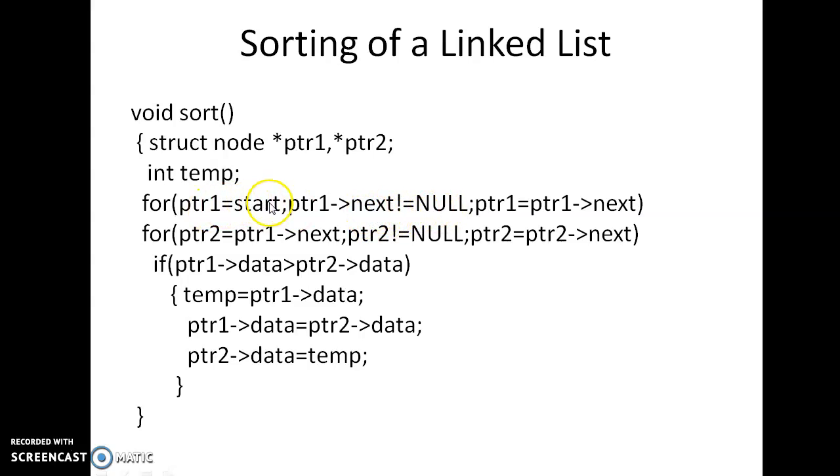For i equal to 0, i less than n minus 1, i plus plus; for j equal to i plus 1, j less than n, j plus plus. I am comparing the two data items, ptr1 of data and ptr2 of data. If it is greater than, I swap the two members. This is the simple bubble sort logic that we use here for sorting a linked list.